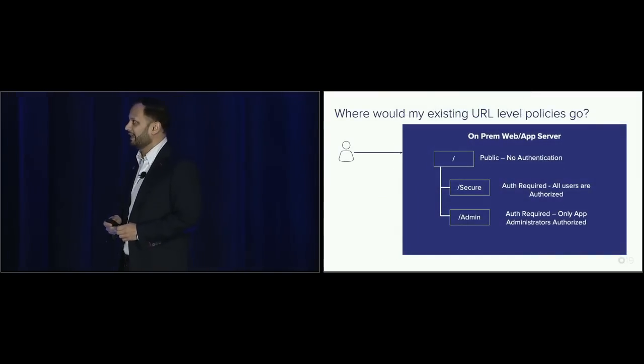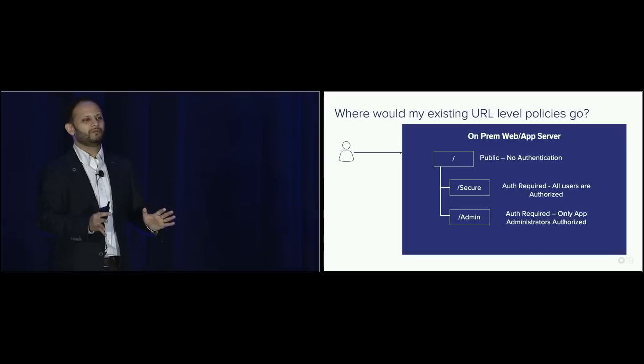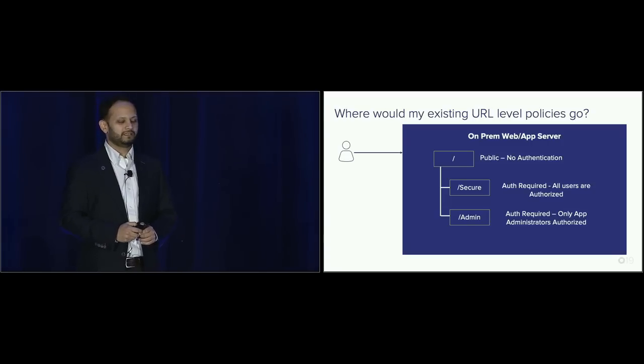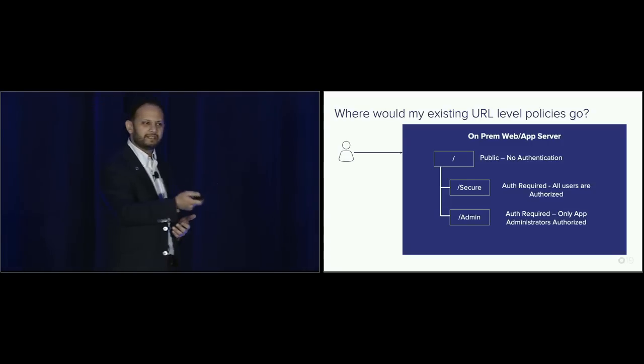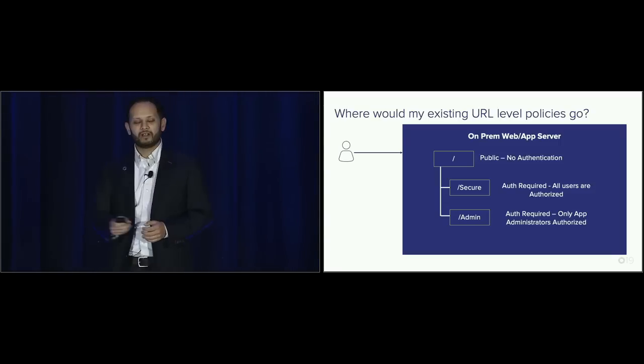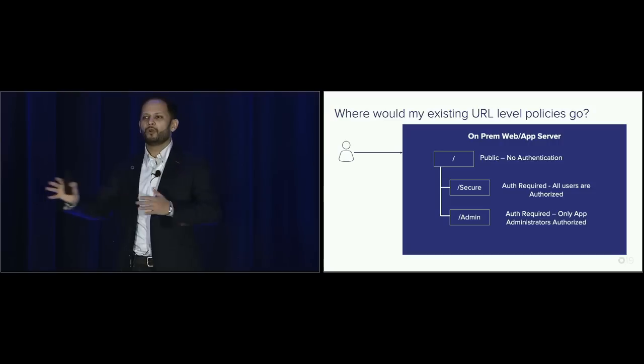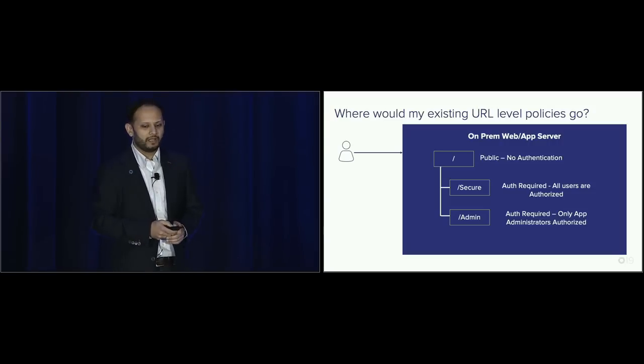Few of the folks are going to be asking, okay, I'm very used to configuring URL level access policies. Where do my policies go? In the Nginx example which you showed me, there were no policies. So yeah, you would be having URL-based access resources, /secure, /admin, /portal. I want to have a separate policy for all of these different URL contexts.